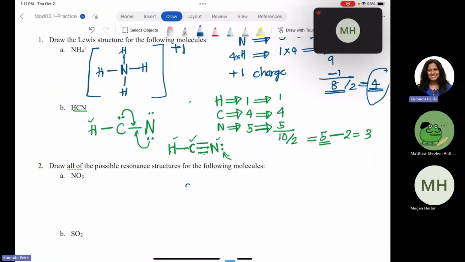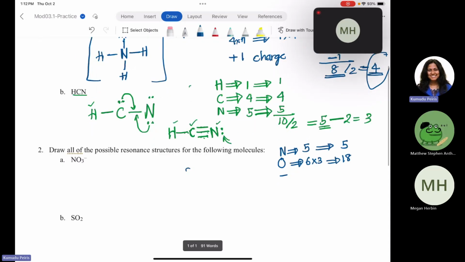Now, we'll draw the resonance structures. Before we draw the resonance structure, we should draw the correct Lewis structure for this nitrate ion. So, nitrate, one nitrogen brings 5 electrons, and oxygen has valence electrons. How many? 6. There are 3 oxygens, so it brings 18. And also a negative charge.